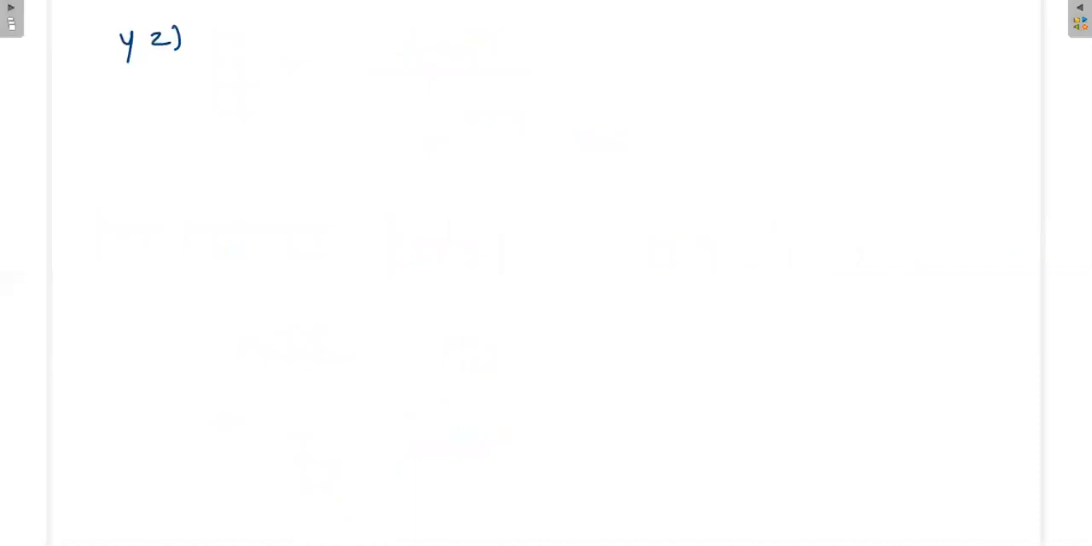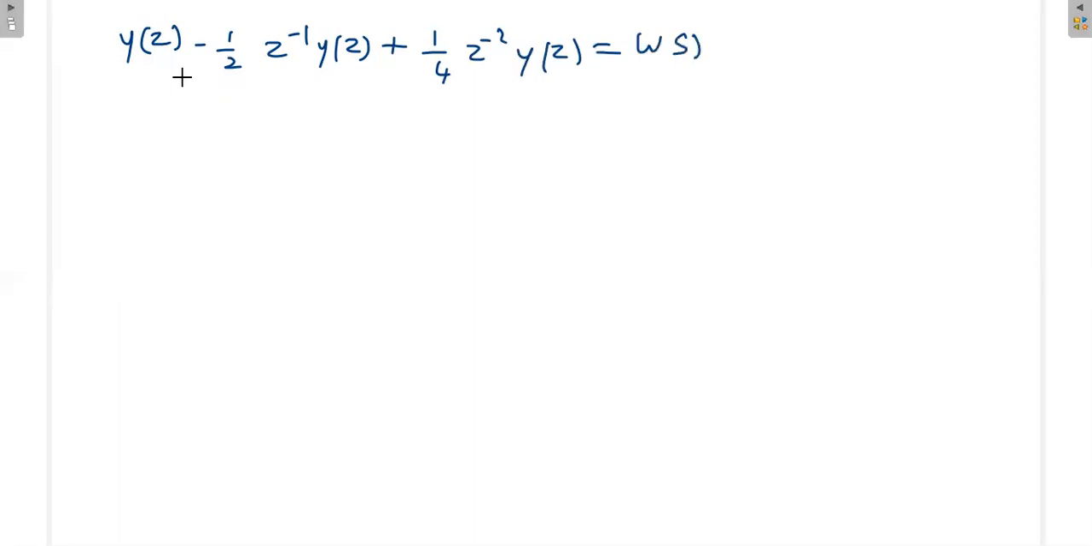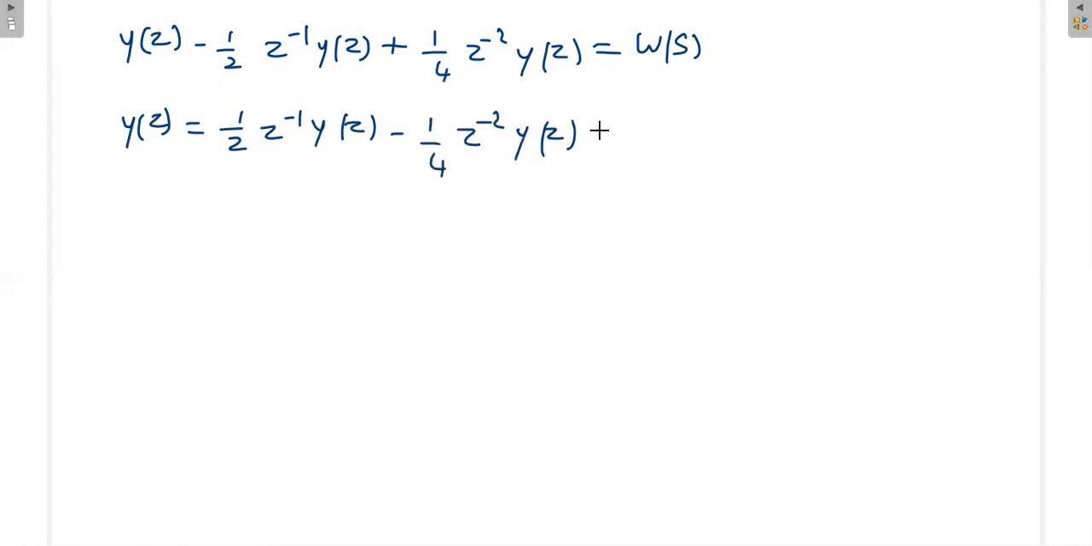Y of z minus 1 by 2 z inverse y of z plus 1 by 4 z power minus 2 y of z is equal to w of z. Okay, ultimately we have to get y of z. So y of z is equal to 1 by 2 z inverse y of z minus 1 by 4 z power minus 2 y of z, then plus w of z.